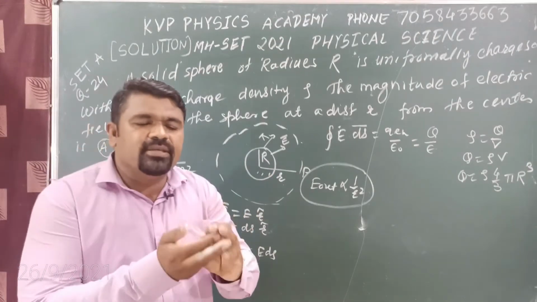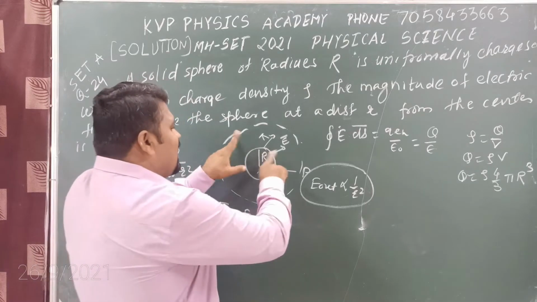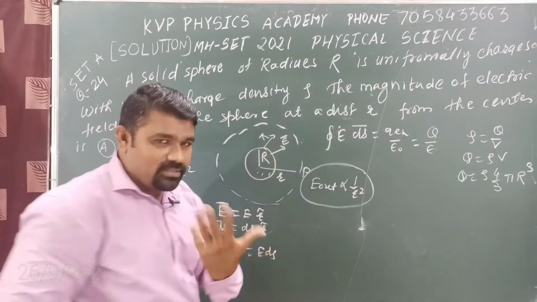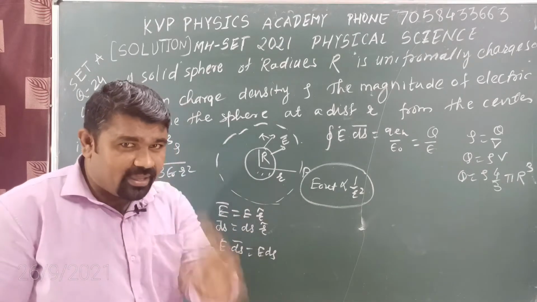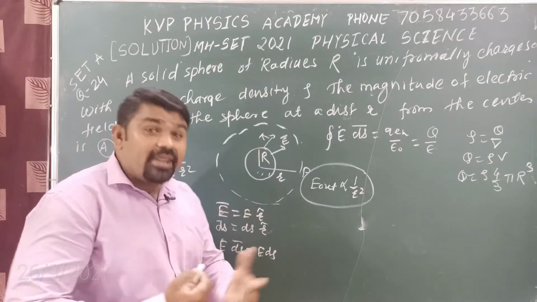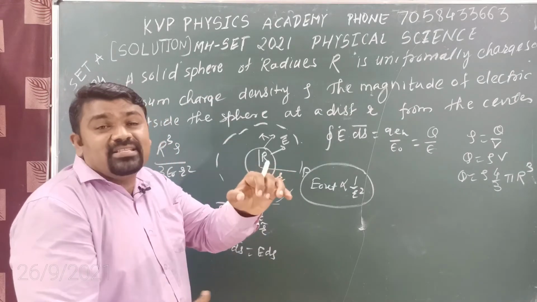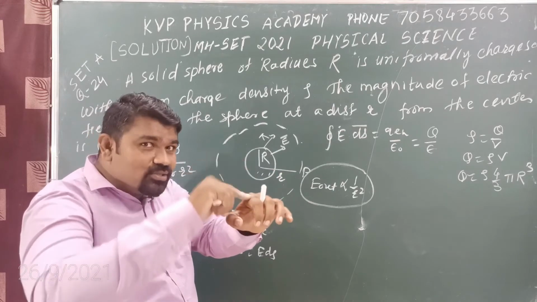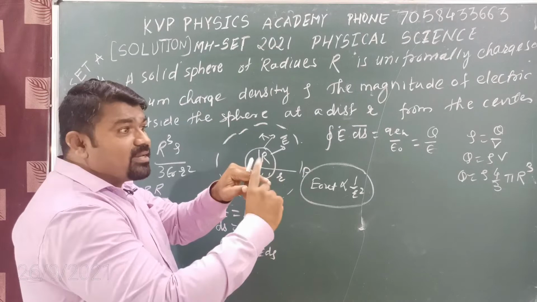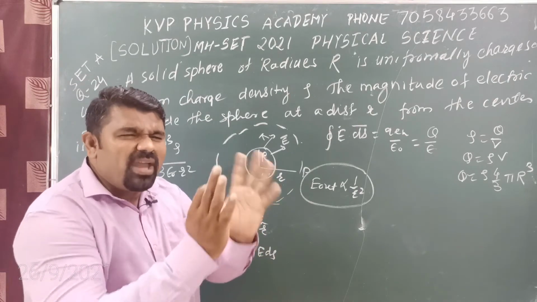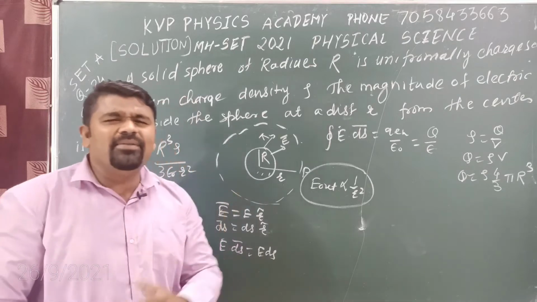Now what is the electric field direction? This is a charge, and the electric field is always away from it, so the electric field is normal to the surface. The electric field direction is E bar equals E R cap. Now what is the area vector? This is a sphere, and the area vector is also normal to the surface. The electric field and area vector are in the same direction, which means the angle between them is 0.